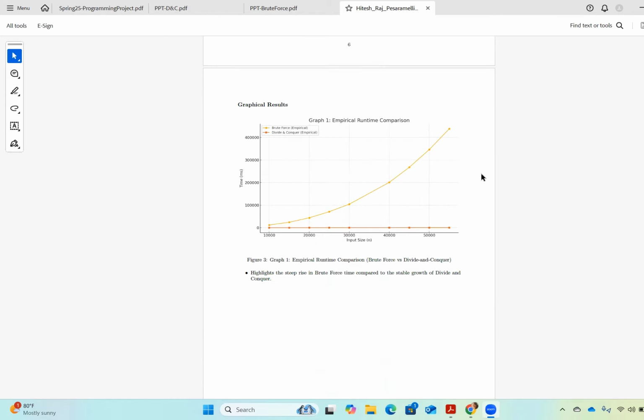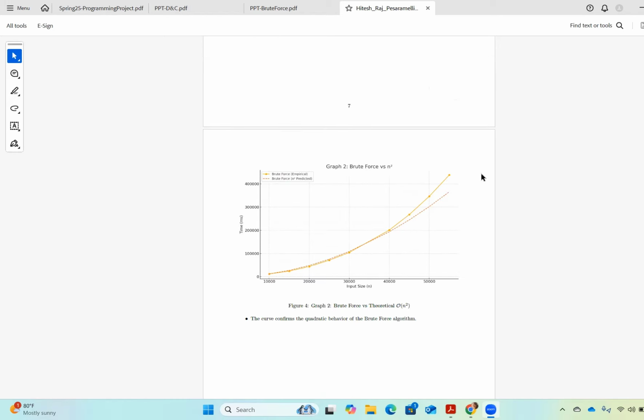Here, graph 1 shows the empirical runtime comparison. The graph overlays the average runtime of both algorithms. The brute force curve rises sharply, illustrating quadratic growth, while the divide and conquer curve climbs more slowly, reflecting n log n behavior.